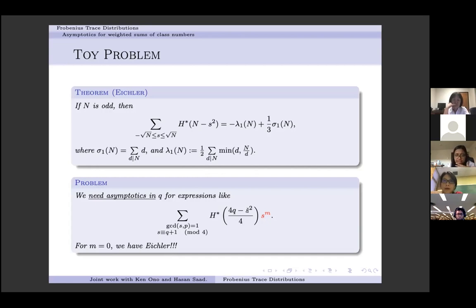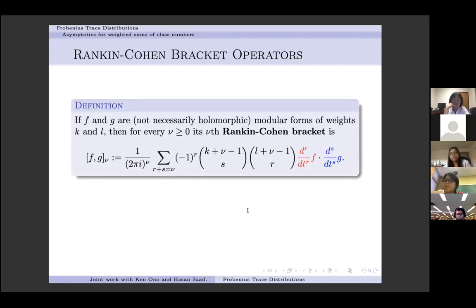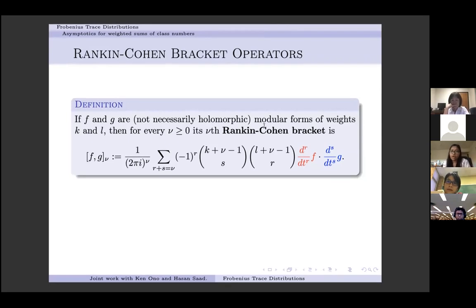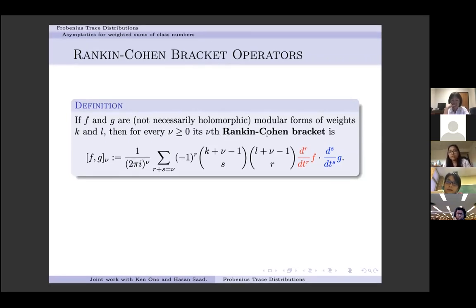So this is our next aim. To do this, we use a method which I'll explain in a bit. First, let me remind you what a Cohen-Rankin bracket operator is. The Cohen-Rankin bracket operator can be applied to two smooth functions. If f and g are two smooth functions, or maybe we can say non-holomorphic modular forms of weight k and l, then the mu-th Cohen-Rankin bracket operator applied to these two functions f and g is defined as a combinatorial sum in the derivatives of f and g.